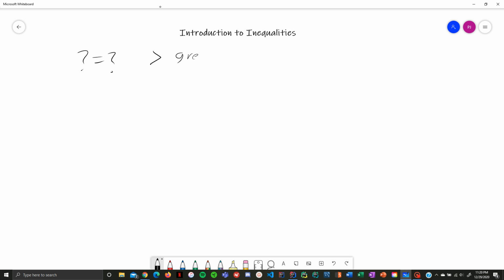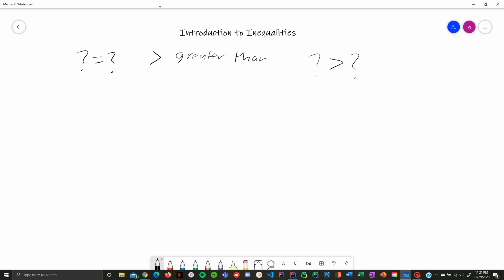So, greater than. I like to think of this as an alligator trying to eat the biggest number. And since within algebra we read left to right, we know that we're comparing this first number. So for example, let's say we had an equation like this. Since we're reading left to right, this first piece of the equation must be greater than the other side, because the alligator is trying to eat the biggest number.